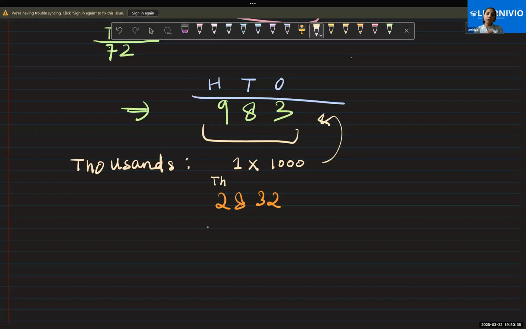Now you said 2,800. What is the place value of 8? H. Yes, very good. So it will be 100. Now you said 32. I told you if there is ty at the end, like 30, what will be the place value of that number? Tens. Correct. And 2 is just a one digit number. So what will be the place value? Ones. Correct.